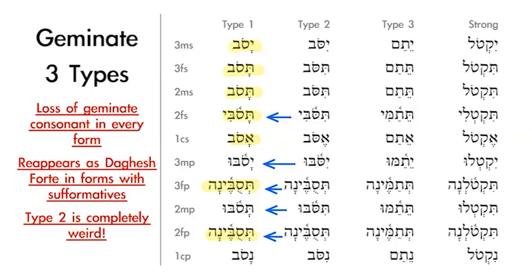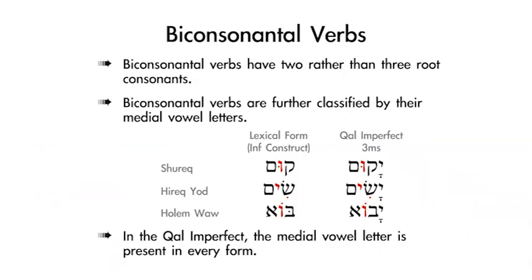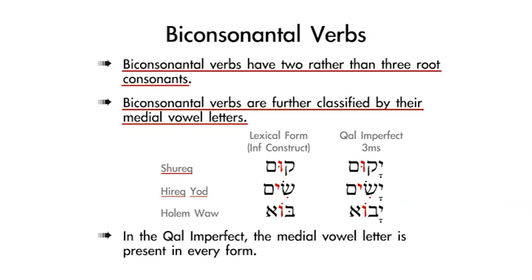We now turn our attention to biconsonantal verbs. As you know, biconsonantal verbs have 2 rather than 3 root consonants. You also know that biconsonantal verbs are further classified by their medial vowel letters, the shureq, the hireq yod, and the holem waw. You see those in the examples to the right, qum, sim, and bo. In the Qal imperfect, the medial vowel letter is present in every form. Now I highlight that because that is distinct from the Qal perfect. In the Qal perfect, the medial vowel letter is gone. In the Qal imperfect, the medial vowel letter is present in every form. And so it's easy to identify the lexical form for this particular verb.